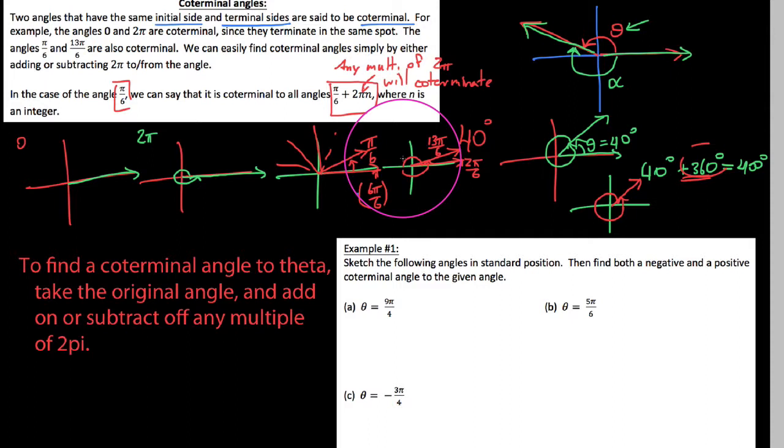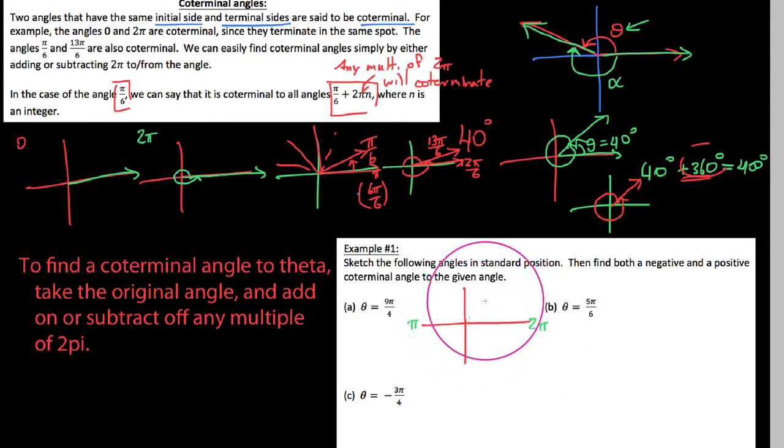Okay, so what we're going to do is look at these down here. It says sketch the following angles in standard position. It says then find a negative and positive coterminal angle to the given angle. So let's start with our sketch. We say 9 pi fourths. If I wanted to find angles coterminal to this, let's start with pi fourths. Remember, this is pi right here, and this is 2 pi right here.